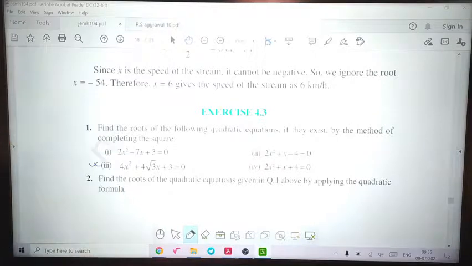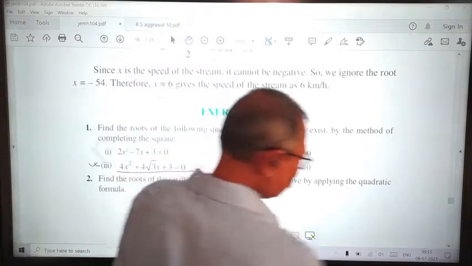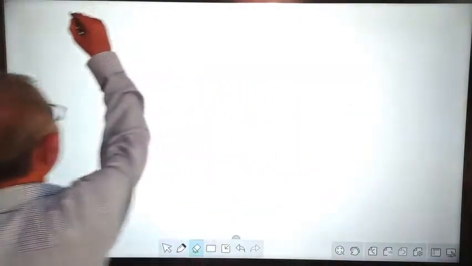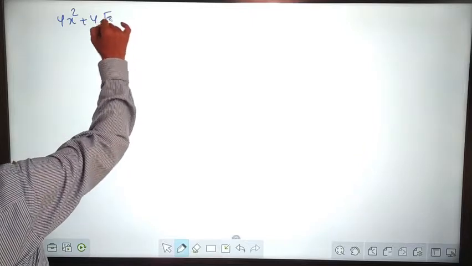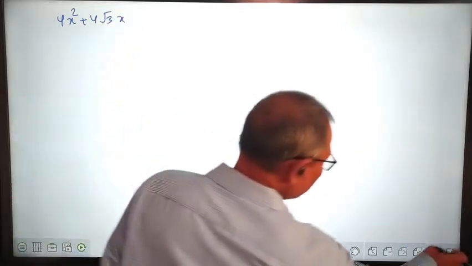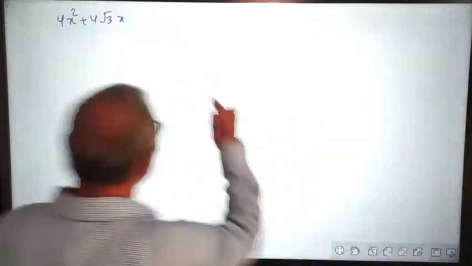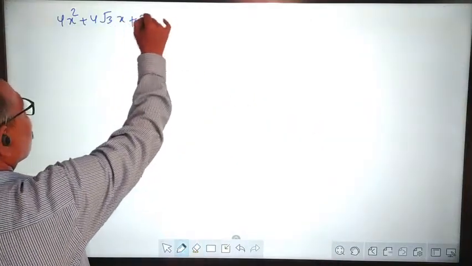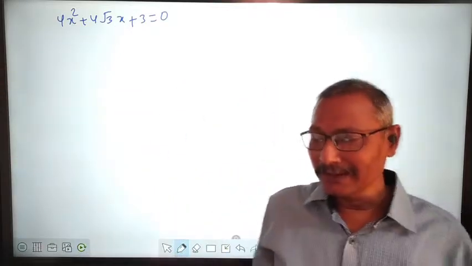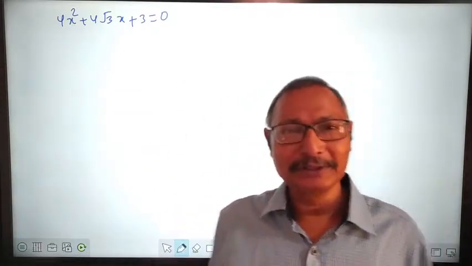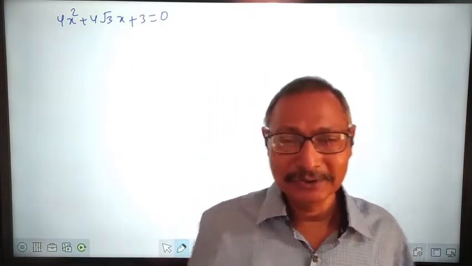Question number 4. 4x square plus 4 root 3x plus 3 is equal to 0. This is another good question to understand the completing the square method for solving such kind of quadratic equations.